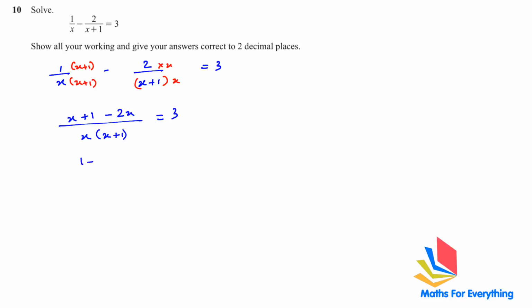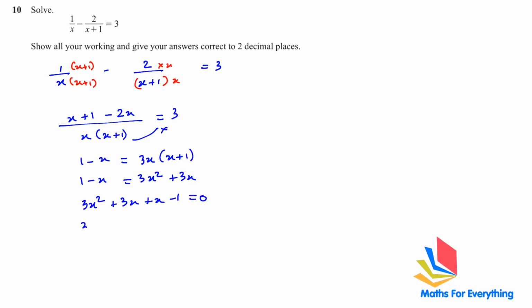So 1 minus x is equal to, cross multiply, 3x times x plus 1. Expand the bracket: 3x squared plus 3x. Bring all the x's and the numbers to one side: plus x minus 1 is equal to 0. 3x squared plus 4x minus 1 is equal to 0.